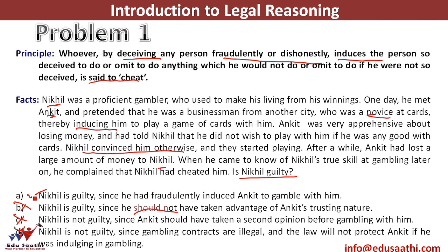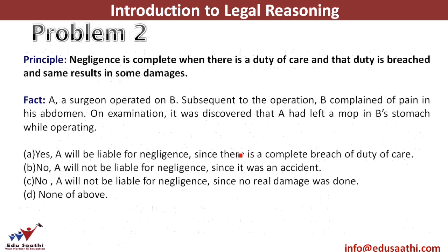The right option is that Nikhil is guilty since he had fraudulently induced. There was inducement, and he convinced him otherwise. So there was a fraudulent inducement, and he induced Ankit to gamble with him. So in this case, he is guilty for the offense of cheating. Right? So this is the right answer.